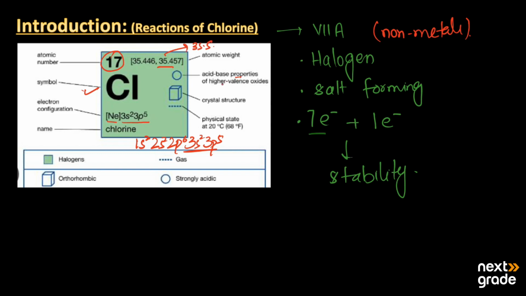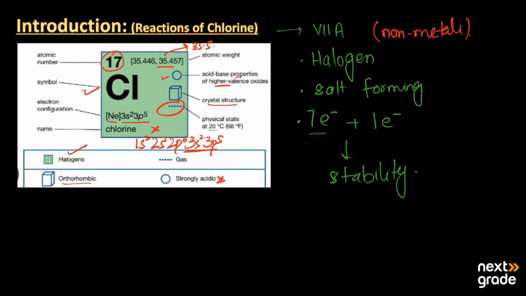Its higher valence oxides are strongly acidic. The crystal structure is orthorhombic. Its physical state at 20 degrees Celsius or 68 Fahrenheit is gaseous, and its color shows that it is a halogen. So these are some specific properties of chlorine.